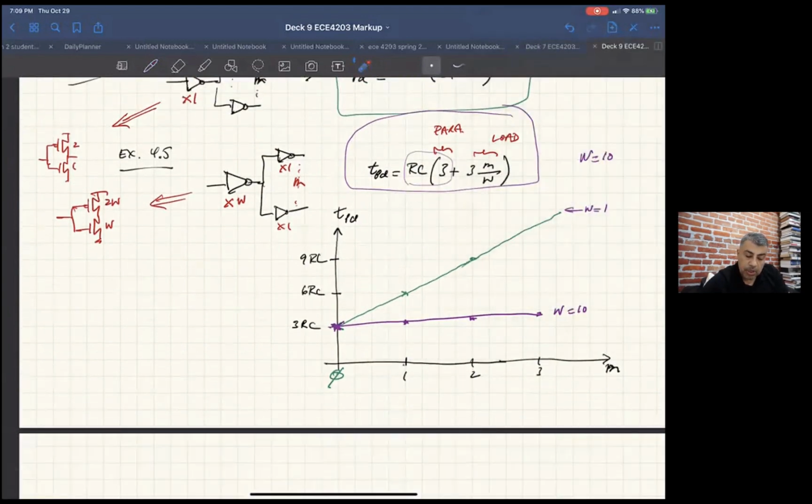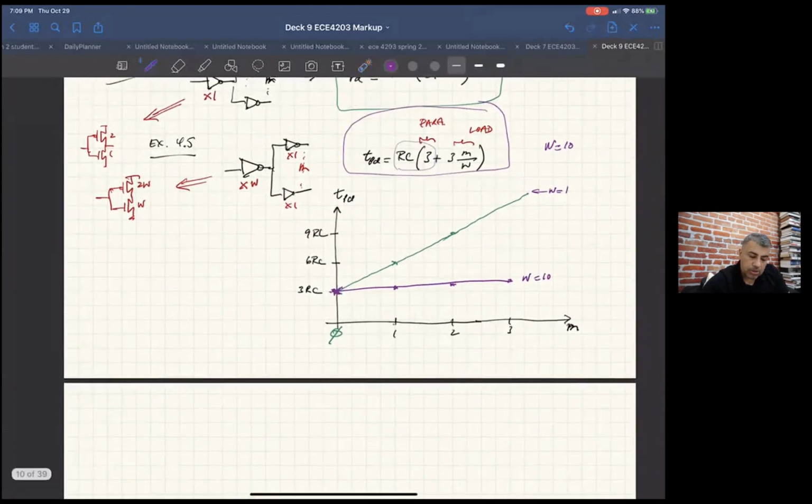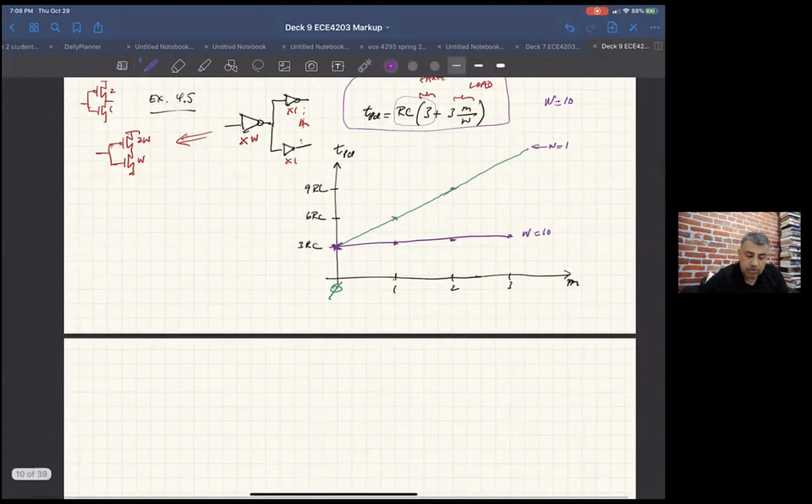But that'll become useful. Really what we want to do is, like we said, we're more interested in the delay through a single stage, but we almost never look at just a single stage. We're looking at multiple stages.